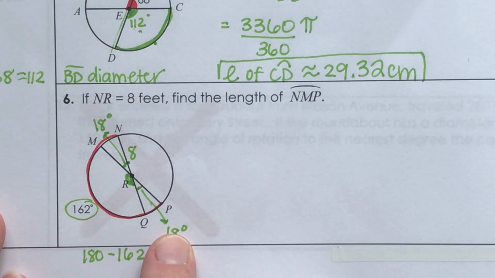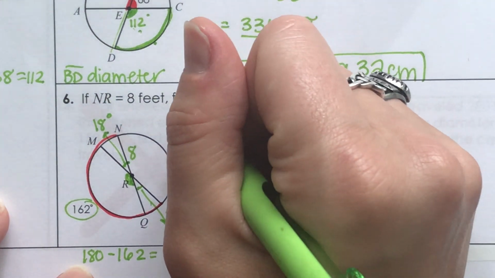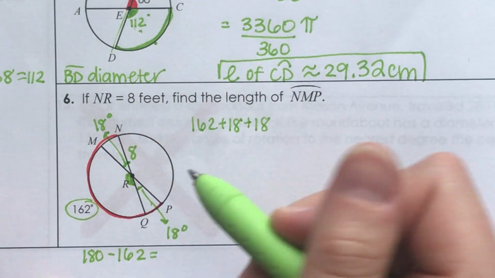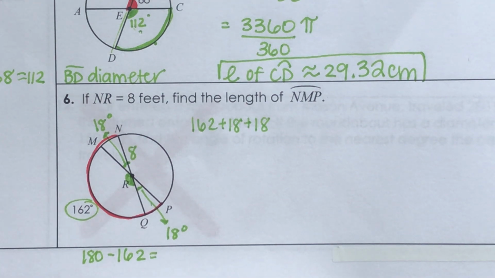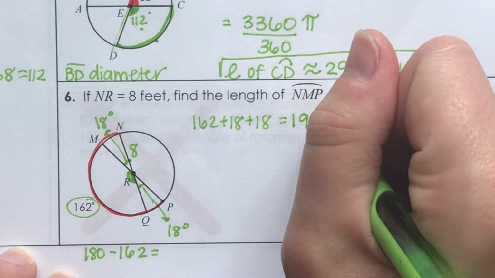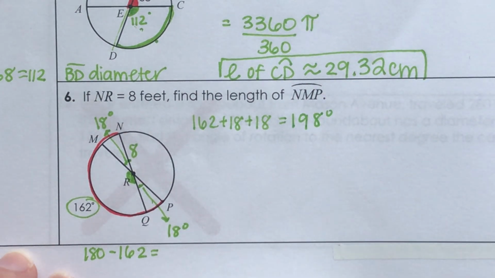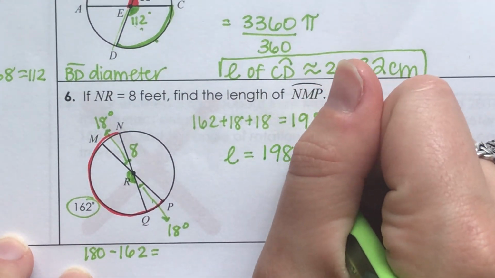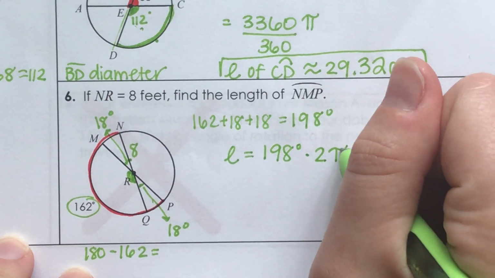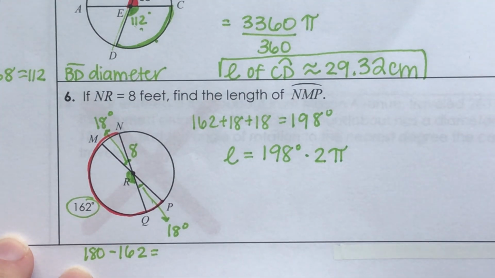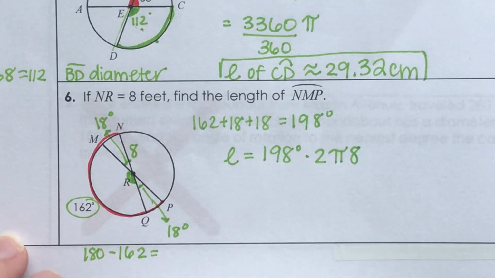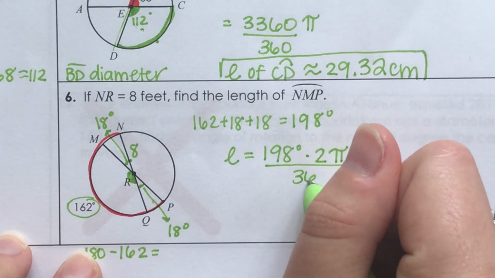If I were to add all 3 of those together, I'm going to get the full angle measure of all 3 of those. So if I do that, I get 198 degrees. I'm going to use that 198 in my equation. So length equals 198 times 2 pi r. My radius is 8, NR, yep. And then I put that over 360.